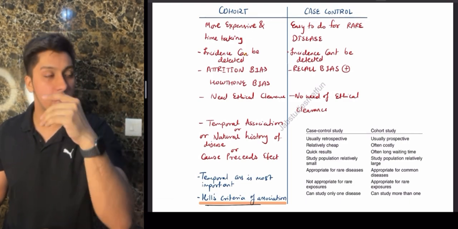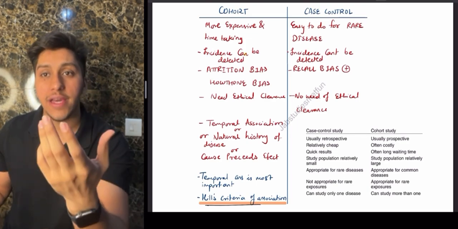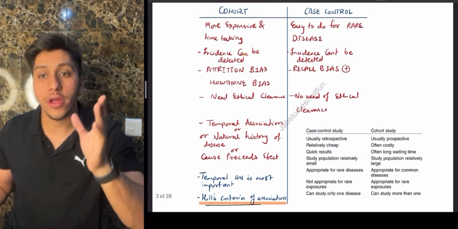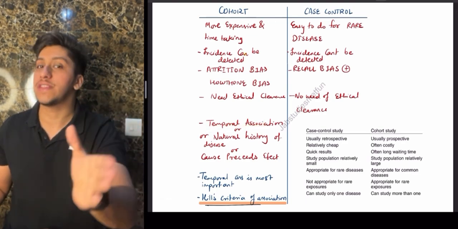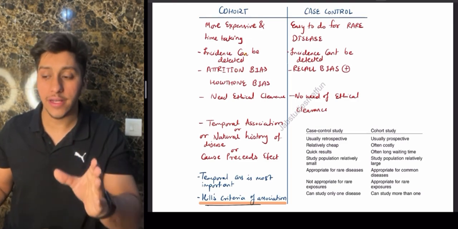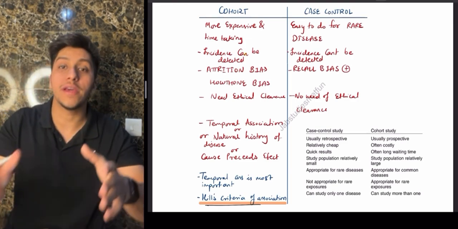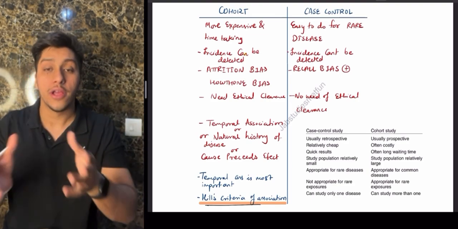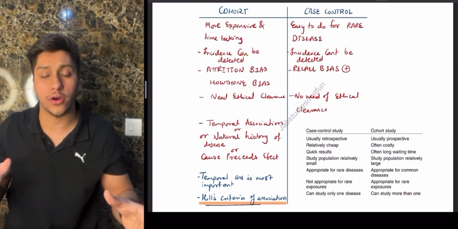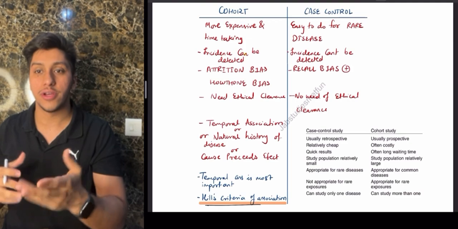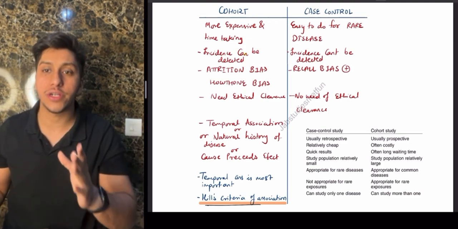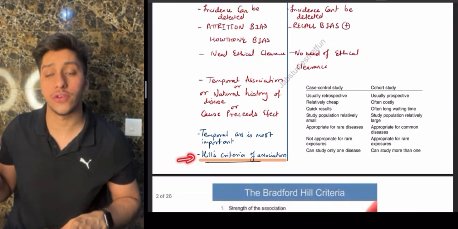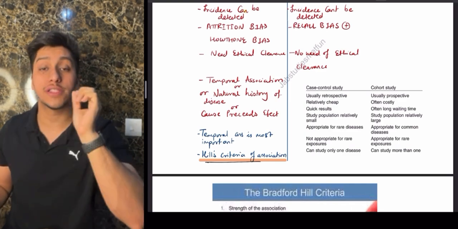Now, you have something known as the Hill's criteria. In the Hill's criteria, the most important part in case of cohort is going to be temporal association or natural history of disease or cause precedes the effect. These three are the same thing. What they're trying to say is that for something to happen, there should be a risk factor before the disease. That is what we are basically doing in cohort. We have two groups, risk factor present and risk factor not present, and then we see whether the disease is present or not. So this is known as temporal association or natural history of disease or cause precedes effect. Remember, in Hill's criteria of association, temporal association is the most important.